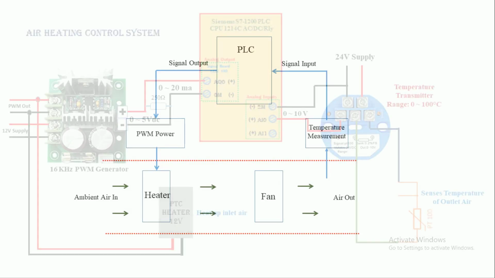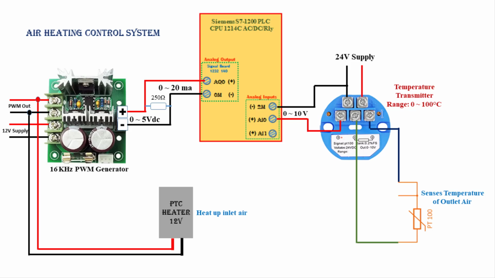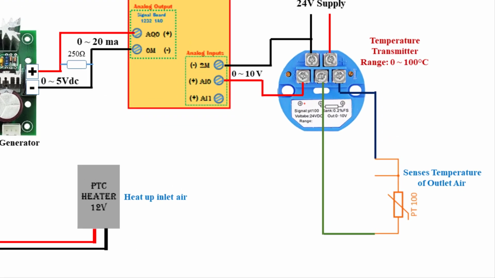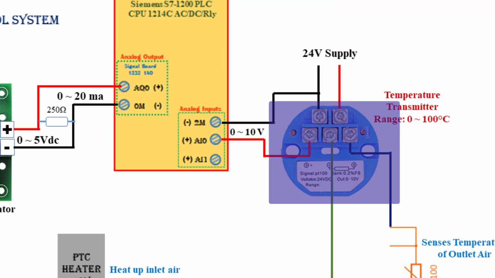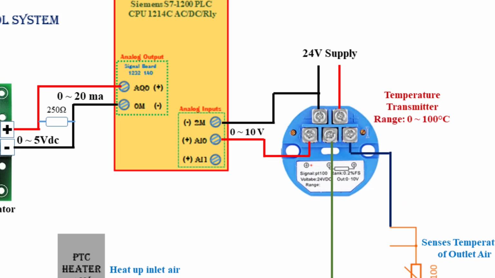temperature of outlet air. The temperature measurement is done by using the PT100 temperature sensor and a temperature transmitter. The PT100 sensor directly senses the temperature of the outlet air and changes its resistance, which is then converted to a 0 to 10 volt DC signal by the transmitter. Here, the transmitter has a temperature measuring range from 0 to 100 degrees centigrade. So, depending on this measuring range, the temperature transmitter gives an output signal from 0 to 10 volt DC, which is then provided to the PLC analog input.